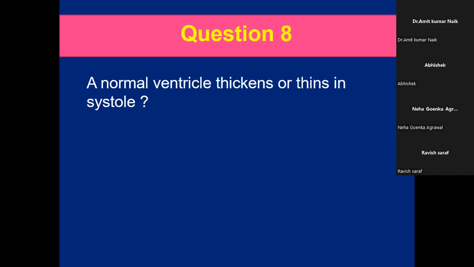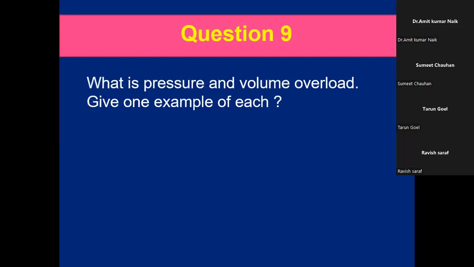Normal LV wall thickness. A normal ventricle thickens during systole. The IVS, the interventricular septum, is up to 11 mm, and the left ventricular posterior wall is up to 11 mm as well. All right. Last question for you.